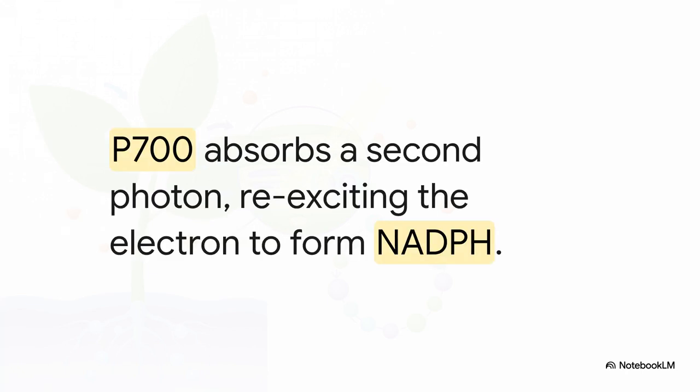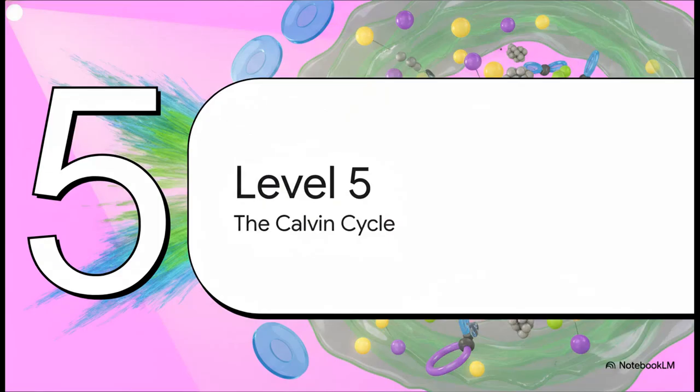Having done all that heavy lifting, the electron arrives exhausted at the very next station, which is photosystem 1, or P700. But the sun isn't done with it yet. A second photon strikes photosystem 1, blasting our tired little electron right back up into a super excited, high-energy state. This time, the electron gets sent down a much shorter transport chain to create NADPH, which is our second fully charged chemical carrier. Let's move to level 5, the Calvin cycle, and see how this all builds together.